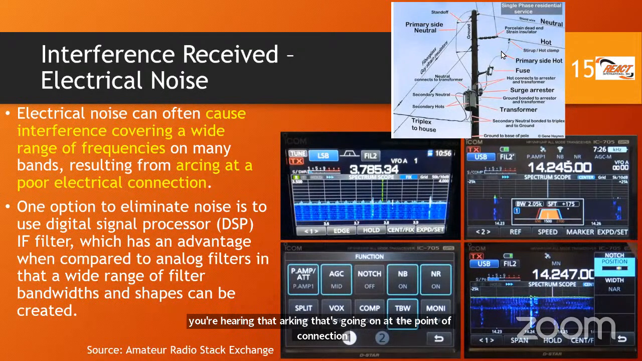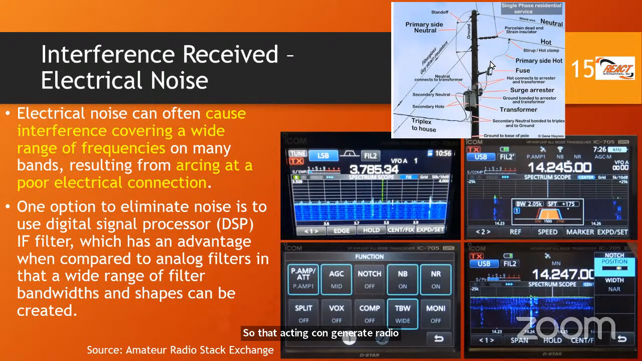Yes, excuse me. So that arcing can generate radio frequency noise. You will hear it as an audio arc, but that spark is also going to be generating radio frequency transmissions.